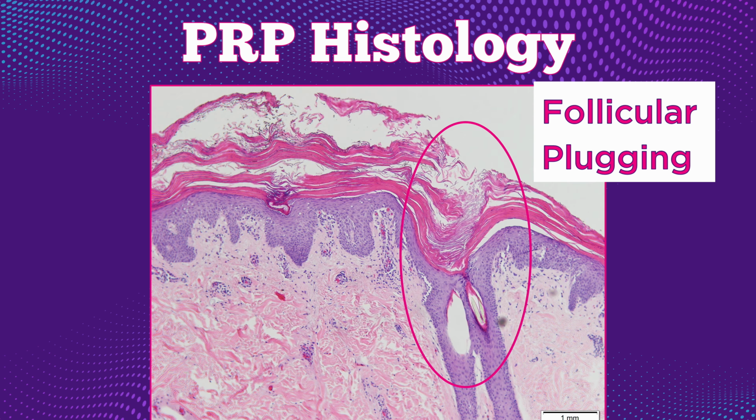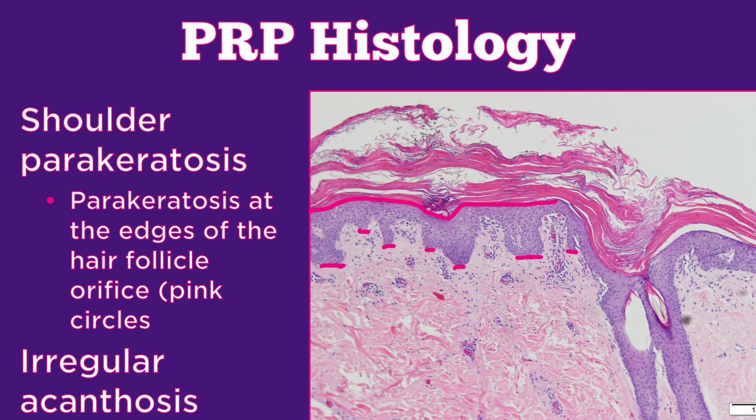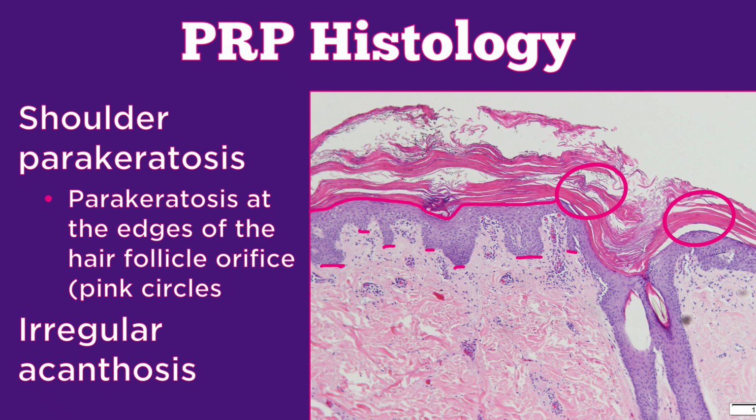Since you're on the spot and you're not really sure, he helps you out by saying, "Well, how about discoid lupus or lichen sclerosis?" Anyways, getting back to the histology, checkerboard ortho and parakeratosis, and follicular plugging, what else do we see? So you tell him that you can see shoulder parakeratosis, which means that the parakeratosis tends to be present at the edges of the hair follicle orifice, along with irregular acanthosis. Remember that shoulder parakeratosis is also seen in seborrheic dermatitis.